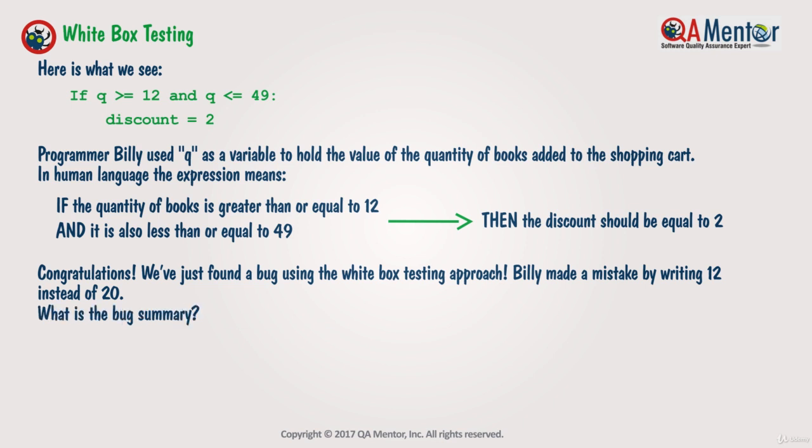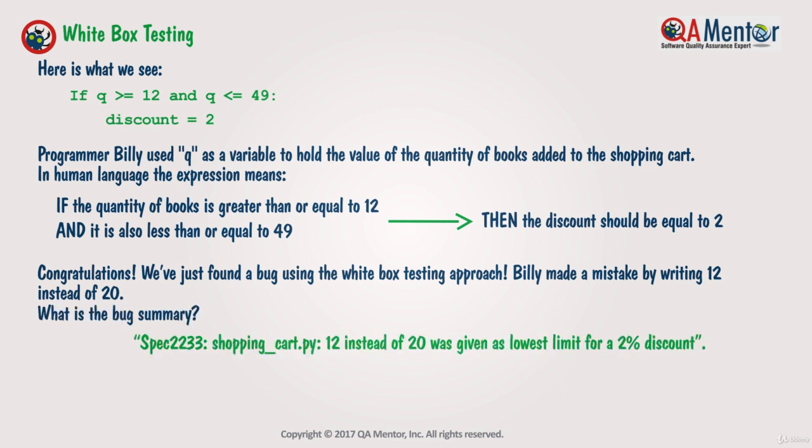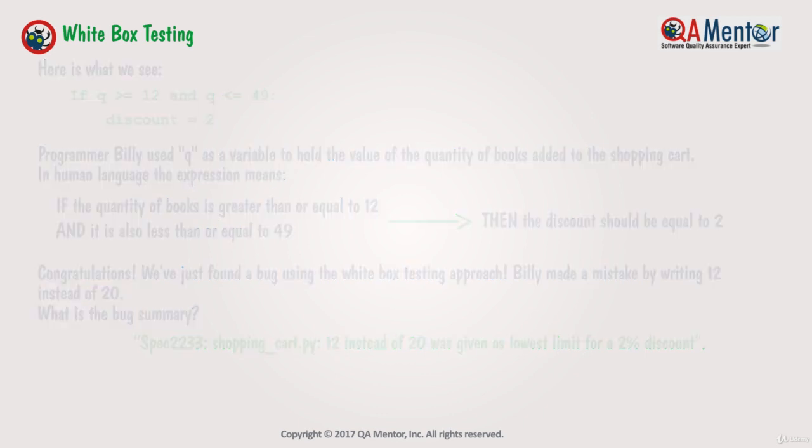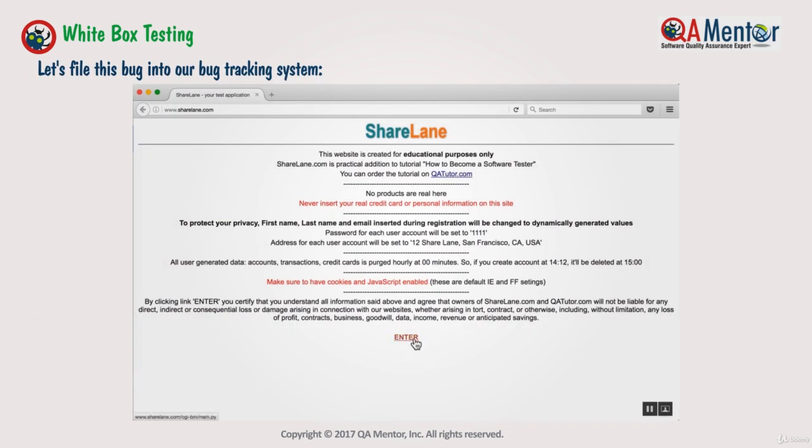What is the bug summary? Spec 2233 ShoppingCart.py: 12 instead of 20 was given as the lowest limit for a 2% discount. Let's file the bug into our bug tracking system.